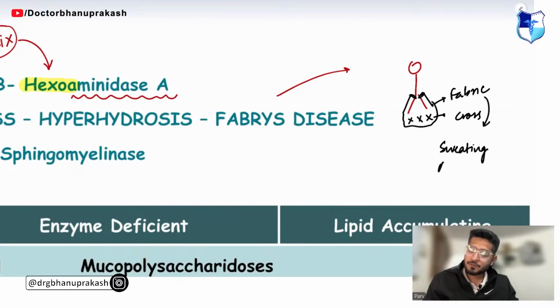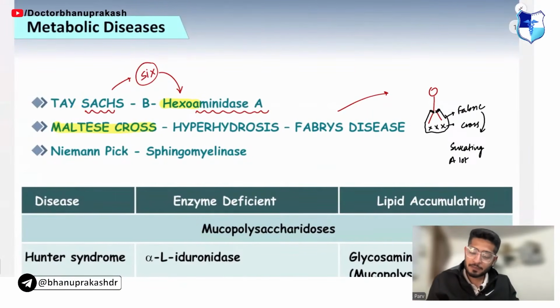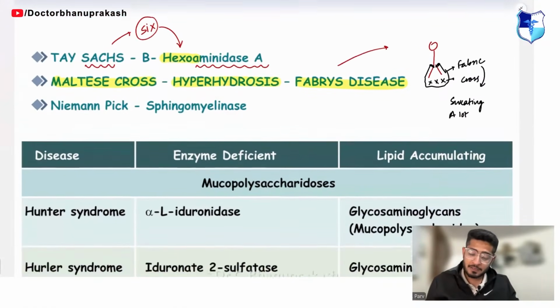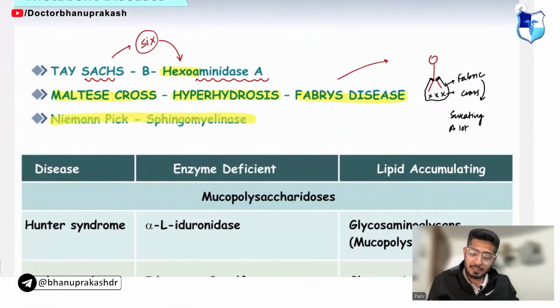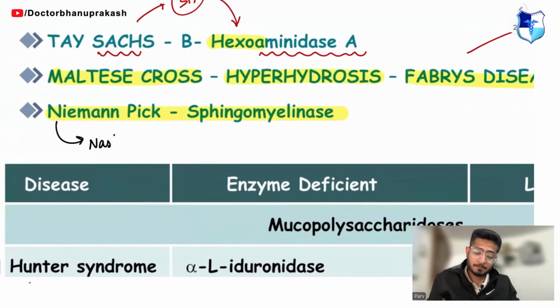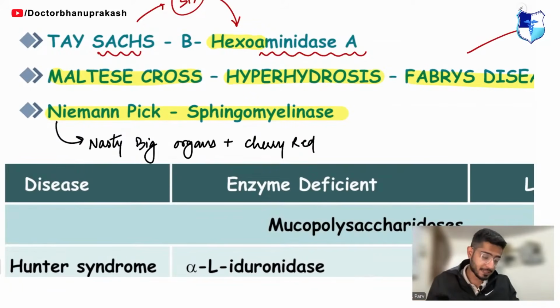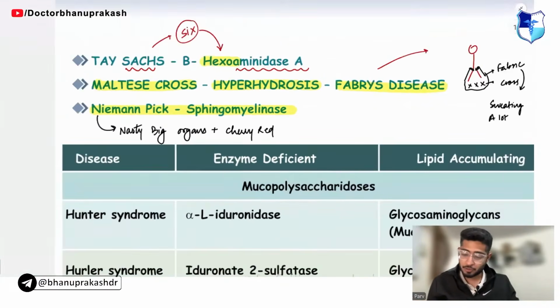Just remember this small story to remember that the Maltese cross will be there on fabric, which is responsible for increased sweat. Niemann-Pick disease is sphingomyelinase deficiency. Niemann-Pick is going to have nasty big organs. Remember, of course, it's going to have a cherry red spot, but nasty big organs are going to be there.